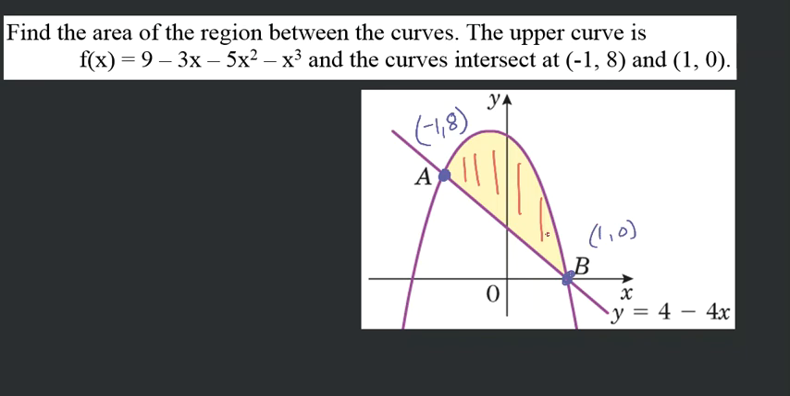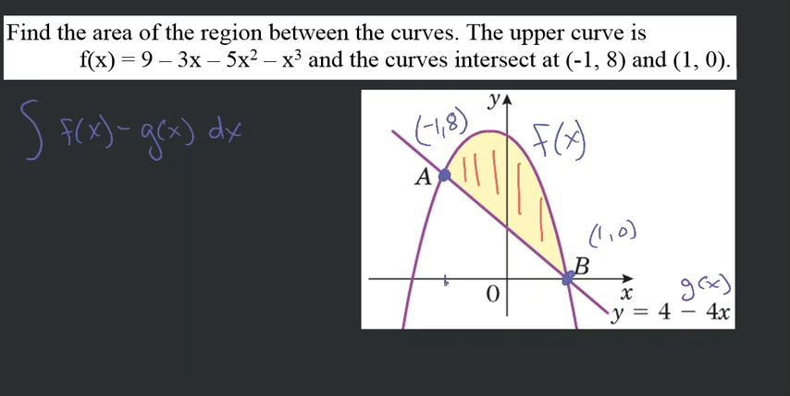Okay, so how are we going to do this? Well, when you want to find the area between two curves, we could write it, let's call this upper one f of x. That's what it's called on here. And let's call this lower one, this straight line, g of x. So if you want to find the area between two curves, you're going to do f of x minus g of x, where f of x is the upper curve and g of x is the lower curve.